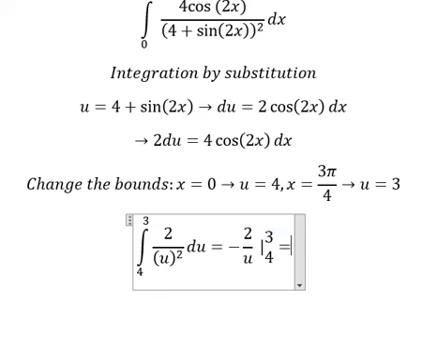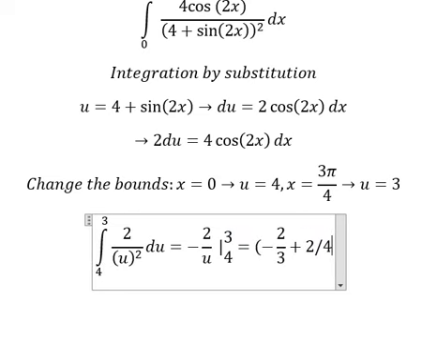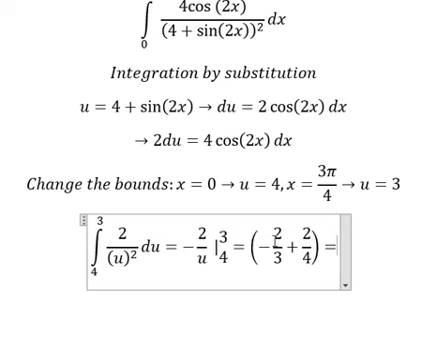And now we have the final answer. So we calculate this one, and we have negative 1 over 6.